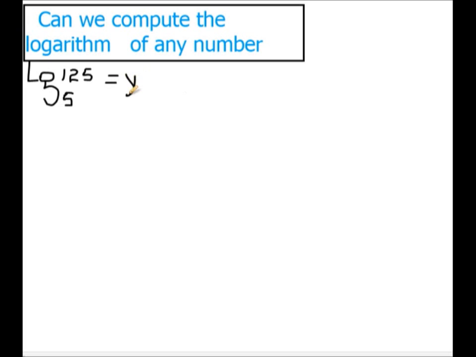So the question is, to what power do we need to raise 5? That means this is the y. To what power do I need to raise 5 in order to have 125? Here is the question. When you try to compute log base b of x, you see here it's log base 5 of 125.